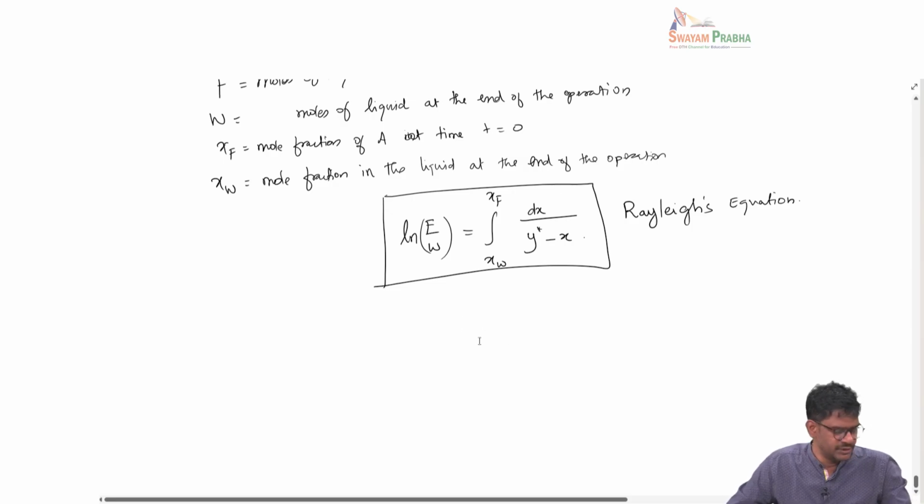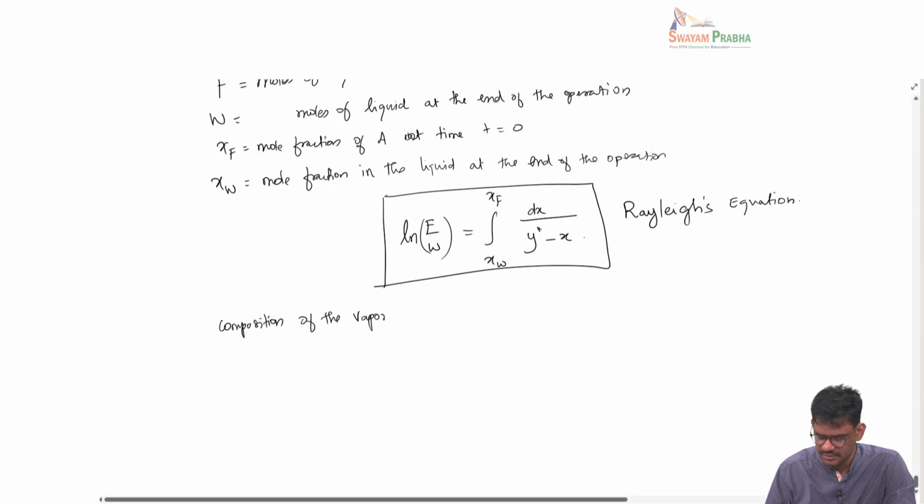So before we do that, what I'm going to do is, I will assume that the relative volatility alpha is constant. If that is constant, I can write y as a function of x. I showed in one of the previous classes, during Rayleigh's, using Raoult's law. We will do that, but before we go there, let us also write this equation for the composition of the vapor. Composition of the vapor can be obtained from a simple mass balance.